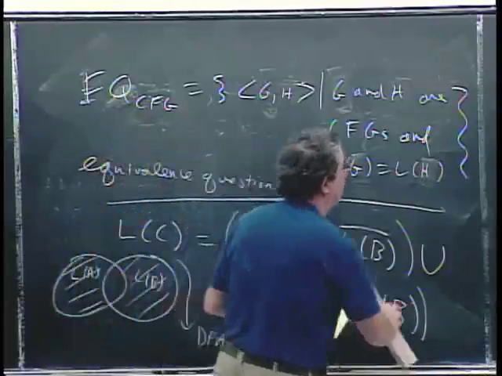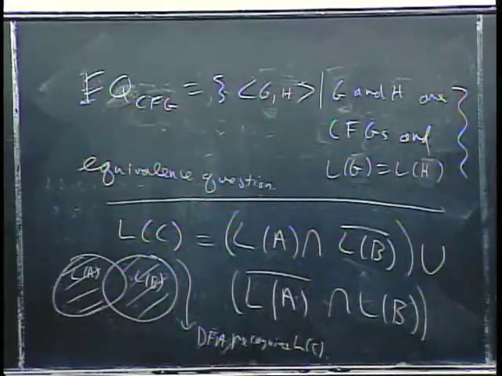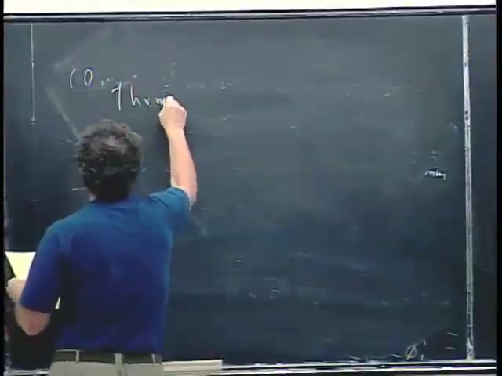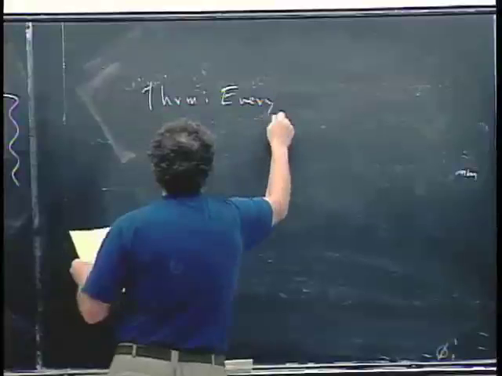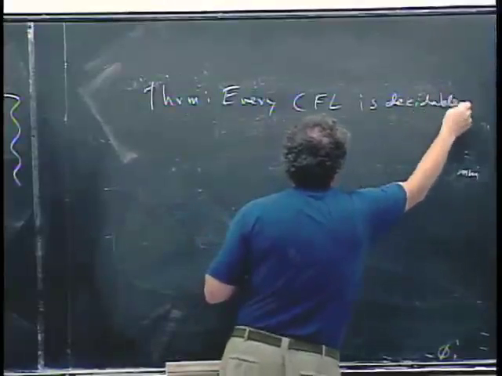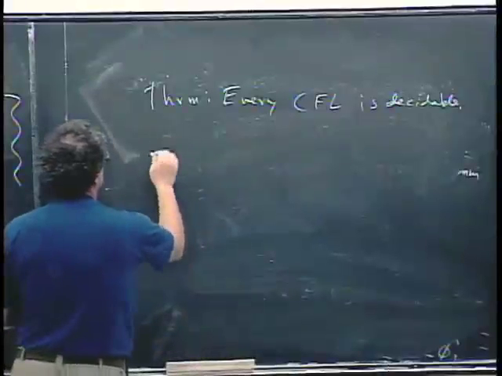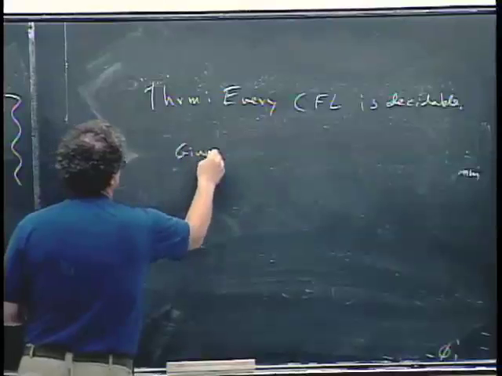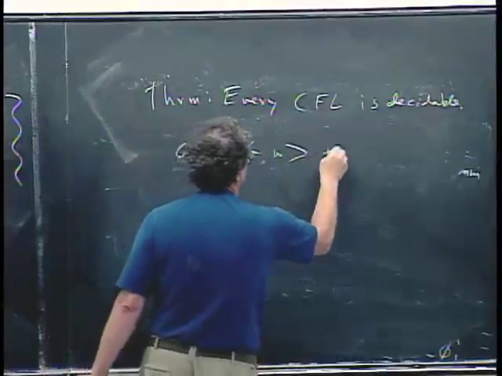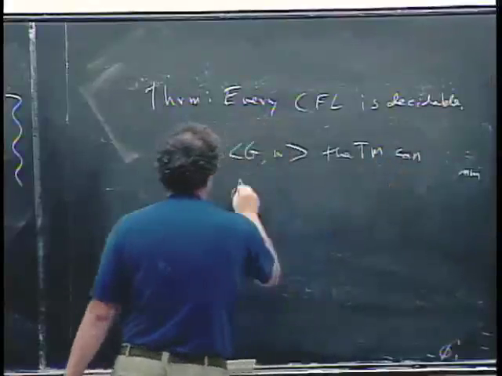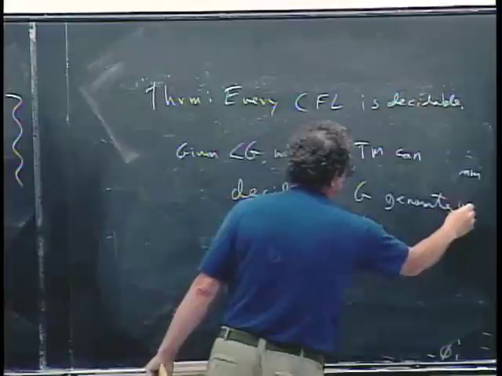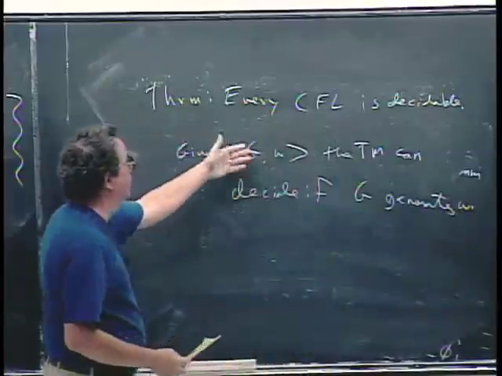Okay, and then finally, for context-free grammars: every context-free language is decidable. Okay, and that means that, again, given G and W, the Turing machine can decide if G generates W. Okay, so it would either say yes or no, accept or reject.